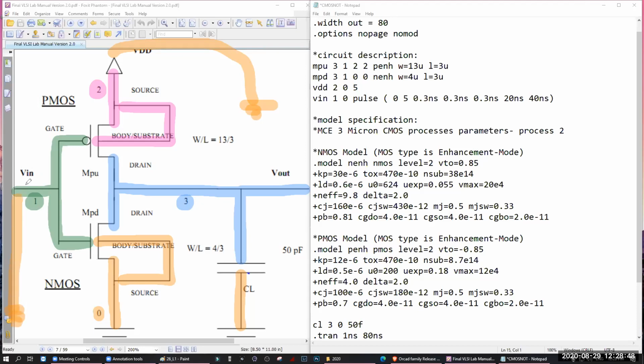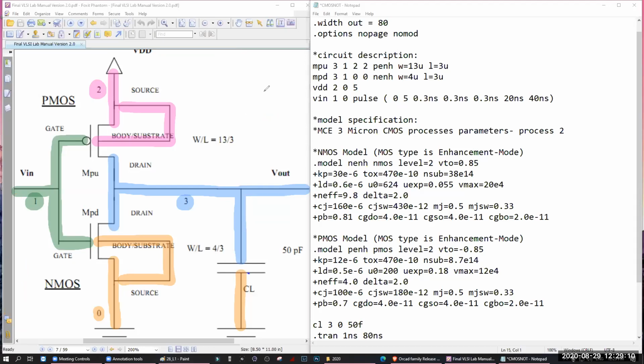So V in is in between 1 and 0. VDD is in between 2 and 0, right? Capacitor is in between 3 and 0, right? Yes. You got it, right? Okay. Since you got it, we're going to write the code now, okay?